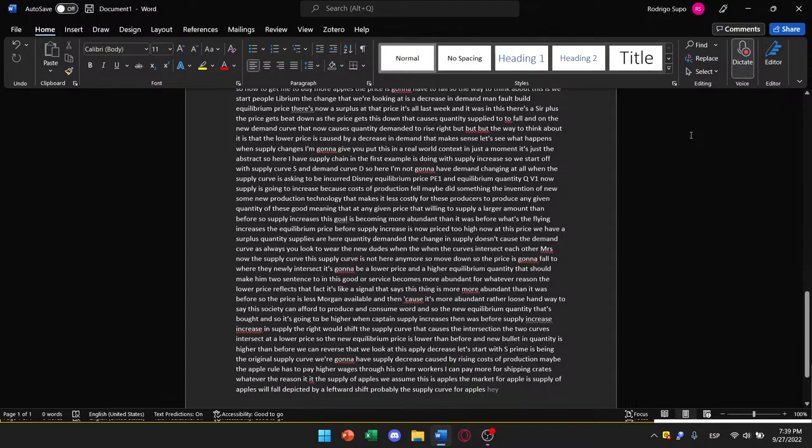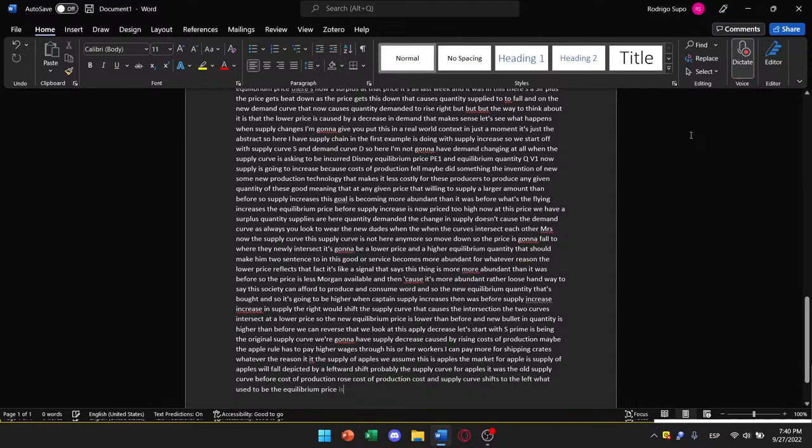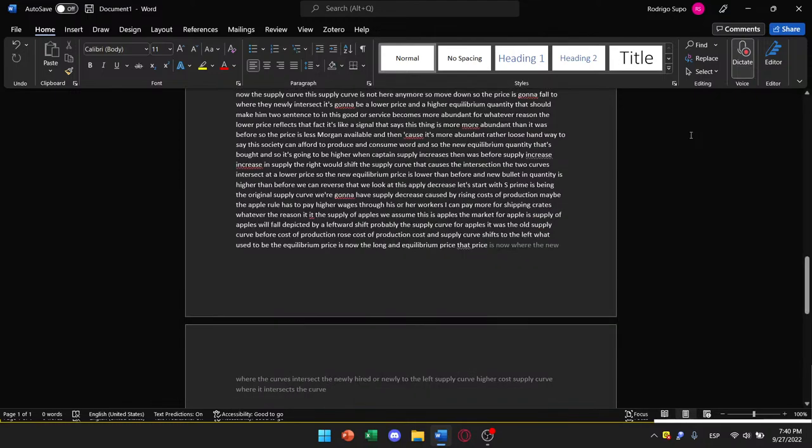Here was the old supply curve before cost of production rose. Cost of production now has caused the supply to fall. The curve shifts to the left. What used to be the equilibrium price is now no longer the equilibrium price. The new price is where the newly higher, higher-cost supply curve intersects the demand curve. If the old equilibrium price stays put, there'd be a shortage. We saw last week that when there's a shortage, the price gets bid up to the new equilibrium price, the new intersection of the two curves.